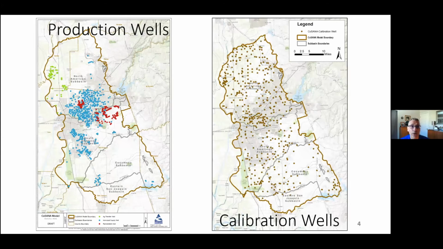A couple other points about the model. We have several hundred M&I production wells. Those are shown in blue on the left. We have several hundred remediation extraction wells. Those are shown in red. Those are Aerojet and McClellan in particular. What we don't have is a lot of information on agricultural wells, because those have been private pumpers in the past. We have fairly limited information.